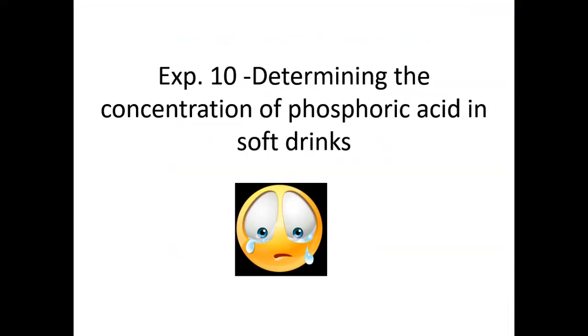Most soft drinks contain phosphoric acid. If you look at a can of Coca-Cola or Pepsi, on the back of it, one of the ingredients is phosphoric acid. And the sad face is because this is the last lab lecture.